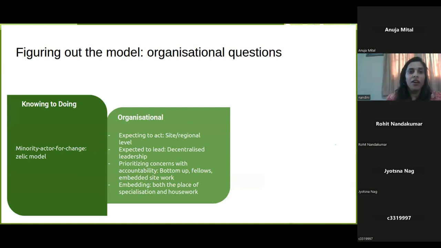So if we were to say that the Seed Lab works on the minority for change, or the Zelic model, it is important that we also understand, using Laurent Mermet's framework, what the organizational relations and organizational questions are that we need to ask ourselves. So who are we expecting to act? And at what level are we expecting to act? Maybe we could argue, based on the document that we have all co-written and co-produced, that we are expecting to act at the site and the regional level.